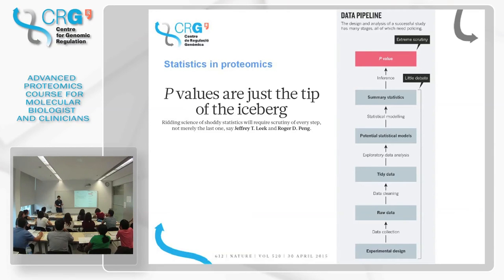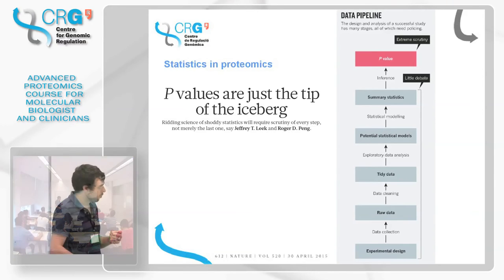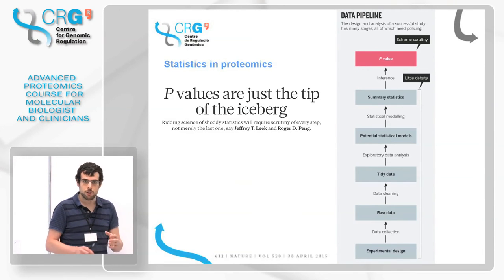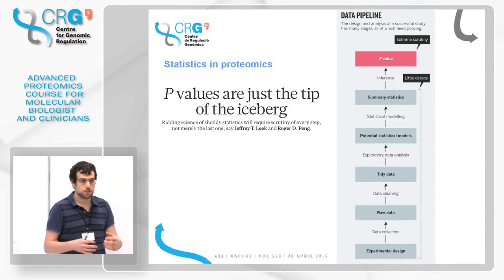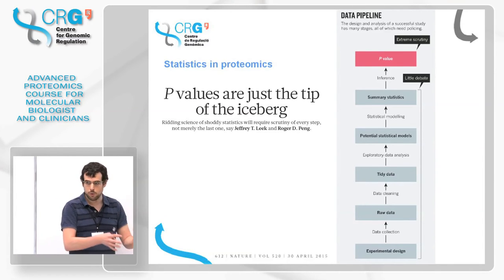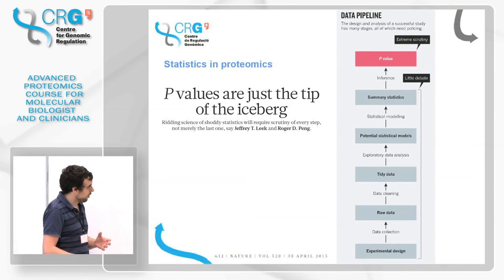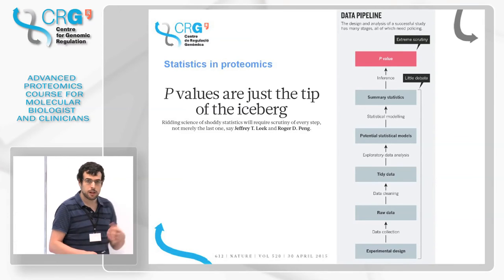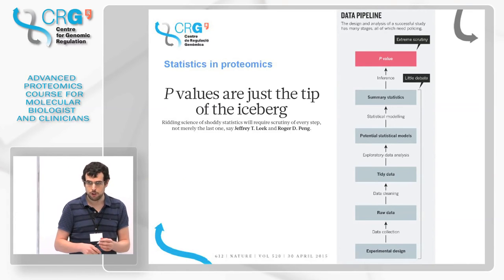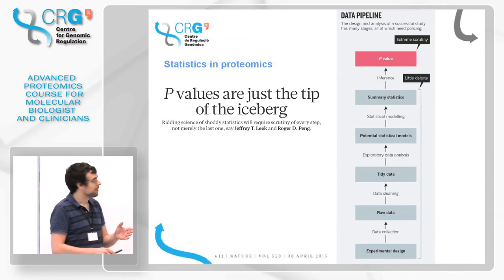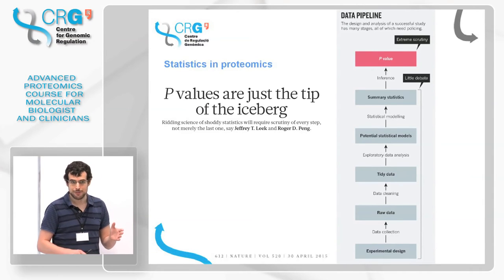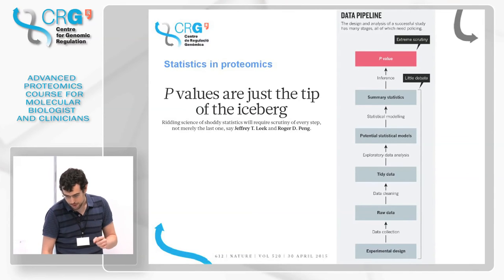On Thursday, what we want to do is to review and put emphasis on each of these steps, so that you know how to design your experiment, how to normalize your raw data, or at least know which assumptions we are making when we normalize data in one way or another, how to remove outliers, and which statistical models are more appropriate for different types of proteomic experiments. And finally, at the end of the day, we will review the p-value. Okay? So this is for Thursday.